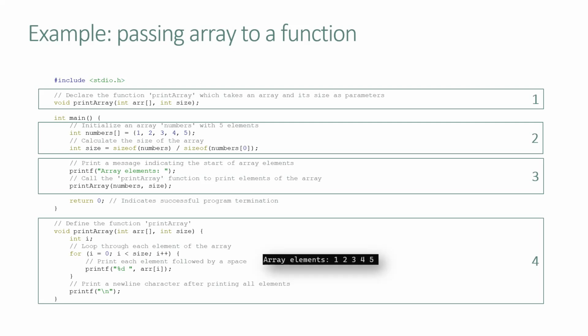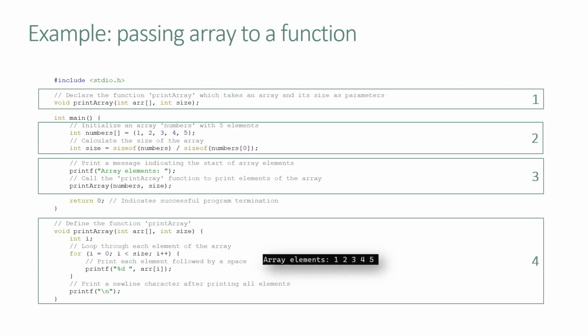2. Jumping into the main function, it kicks off by creating an array named numbers filled with 5 integers: 1, 2, 3, 4, and 5. Neat and simple, right? But how big is this array? That's where a bit of math comes in. The size of the array is calculated using a formula that divides the total size of the array by the size of one element. This tells us how many elements are in there.